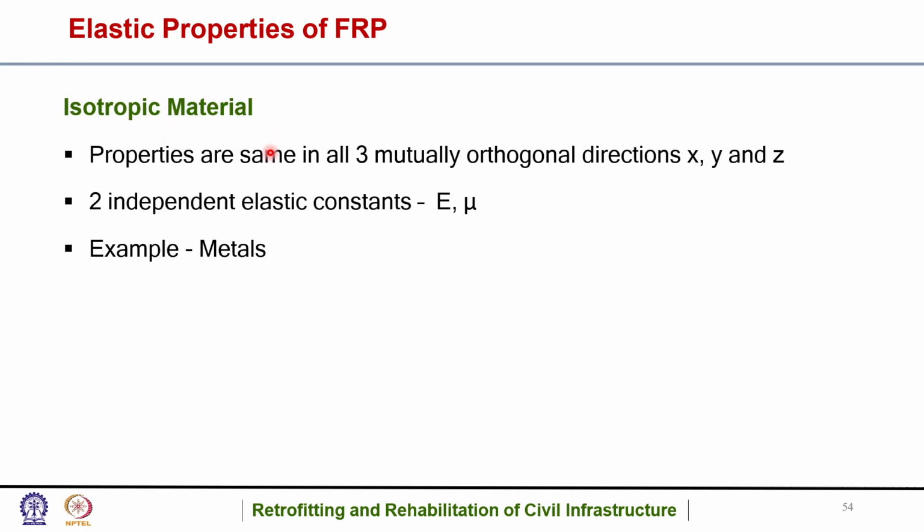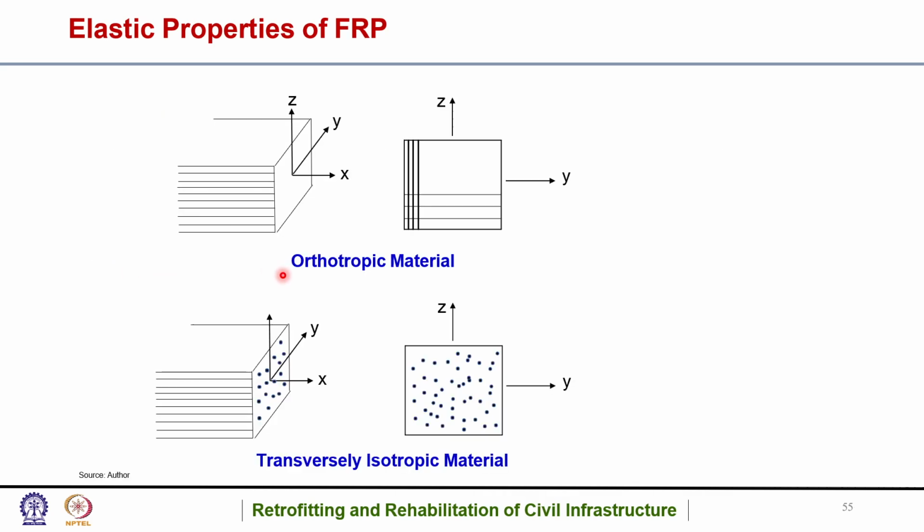Then there is isotropic material. So here properties are same in all three mutually orthogonal directions, that is x, y, and z. The two independent elastic constants here are E and mu. Okay, so they don't have any subscript. That's because in all directions the properties are same. Okay, so two independent elastic constants, elastic modulus and Poisson's ratio, and the examples are metals.